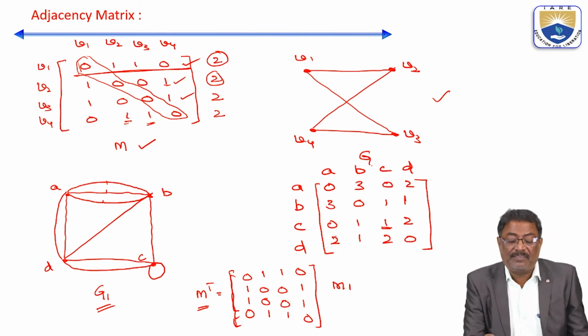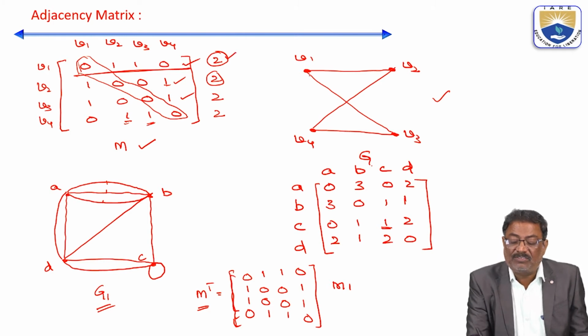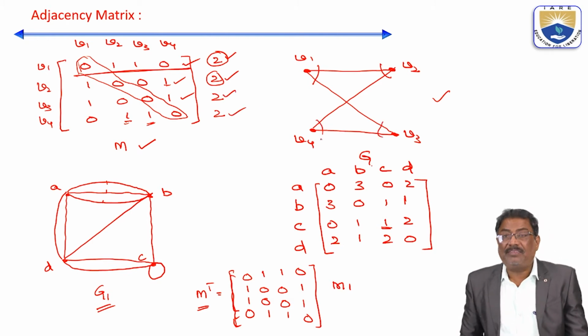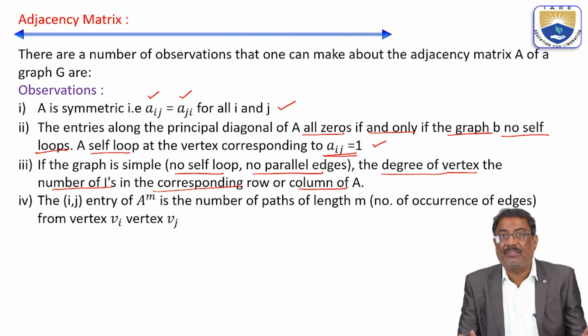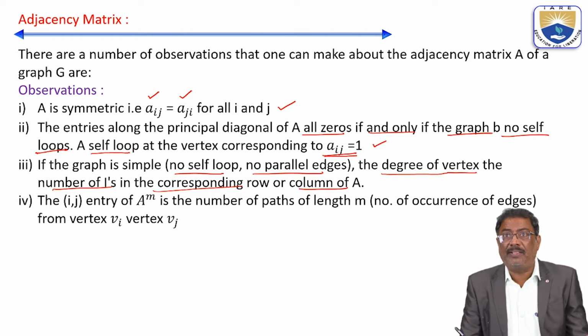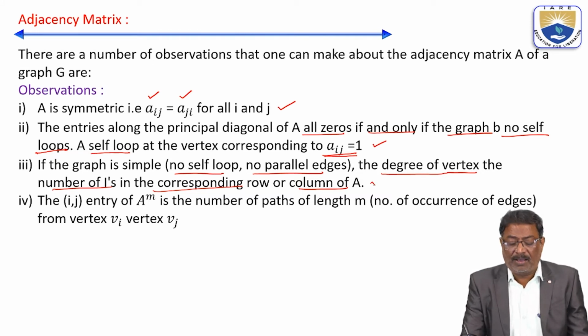So what it represents: the V1 vertex degree is 2, V2 vertex degree is 2, V3 vertex degree is 2, and V4 vertex degree is 2. That means if the graph is a simple graph, then the degree of the vertex is the number of ones in the corresponding row as well as the column.